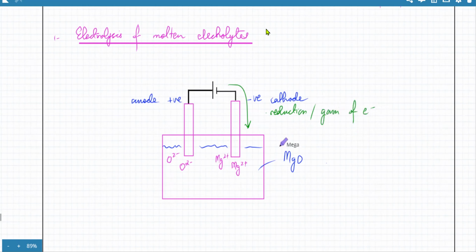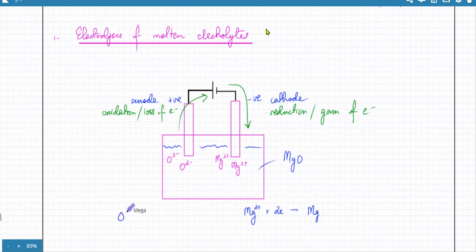The battery is constantly supplying electrons, and on the other side you've got oxidation happening, a loss of electrons. Somebody needs to lose electrons because the battery is trying to take back electrons. You've got only two substances, so there's no confusion. Mg2+ is the one that's going to gain two electrons to form Mg, and on the other side you've got O2-, and that's going to lose two electrons.